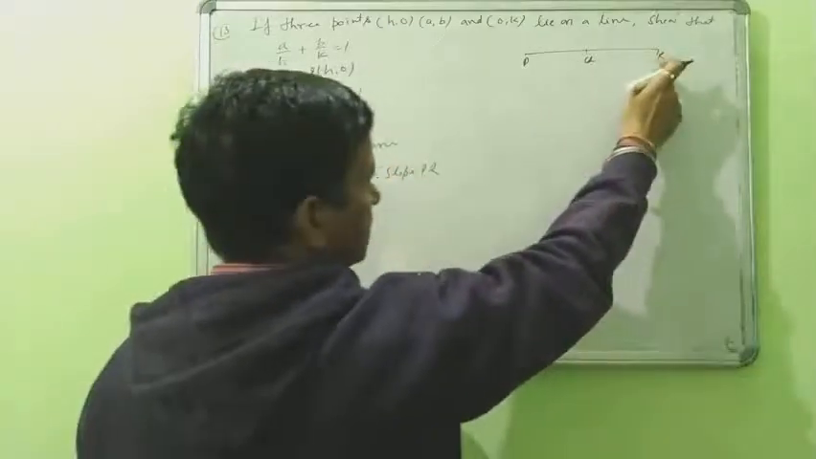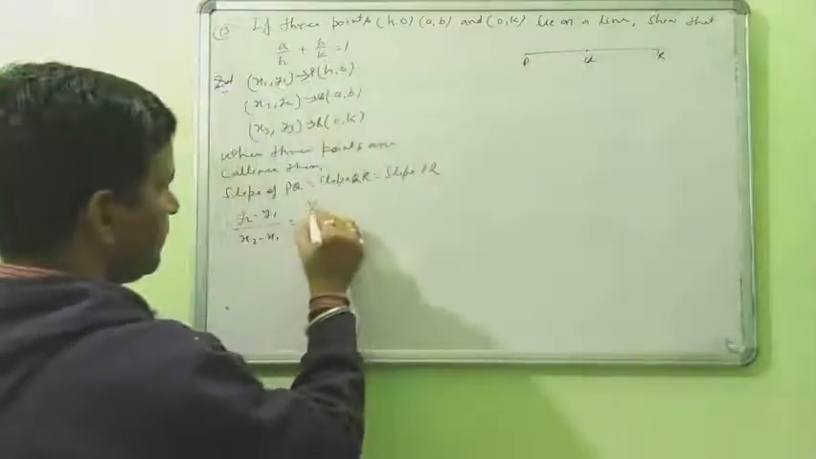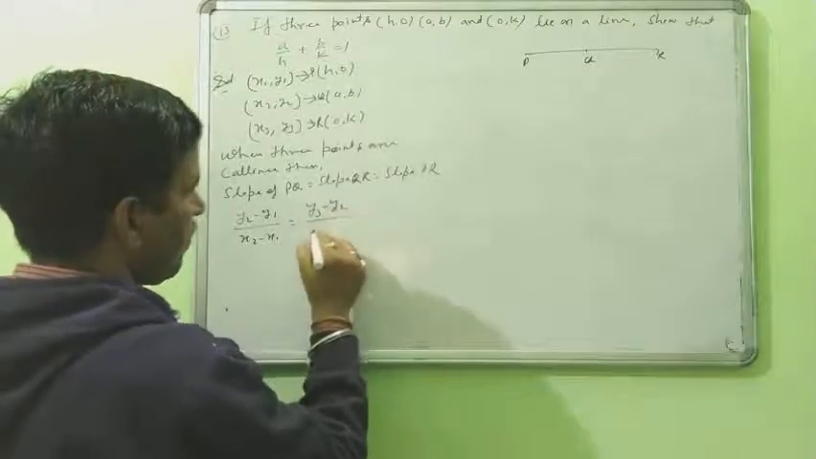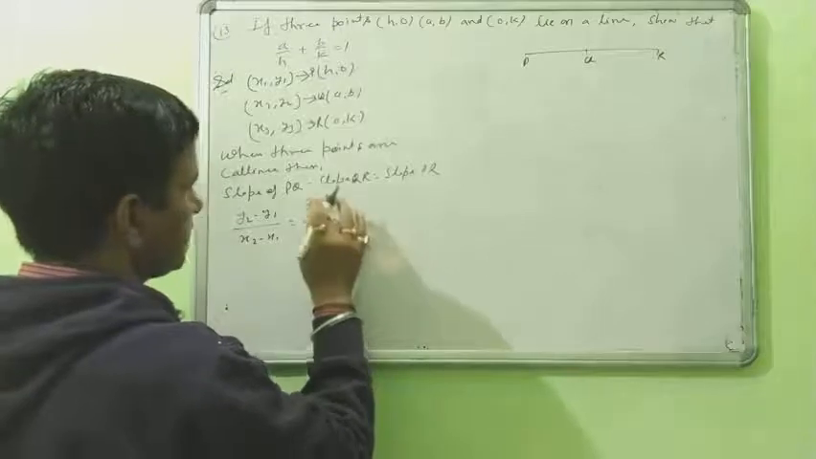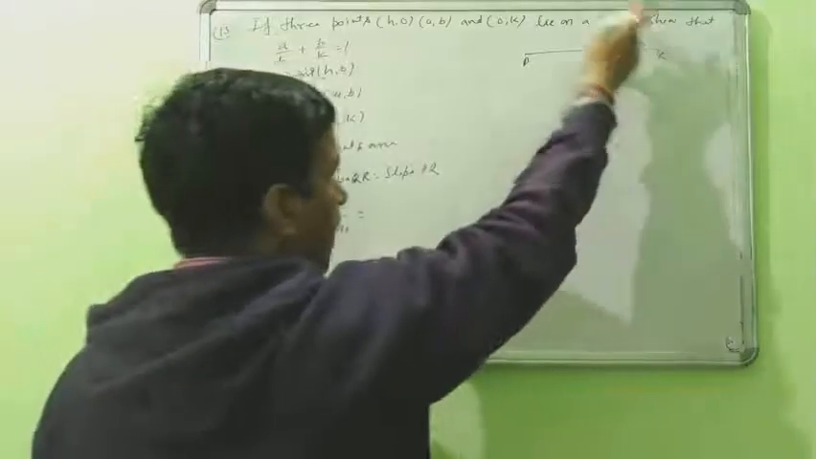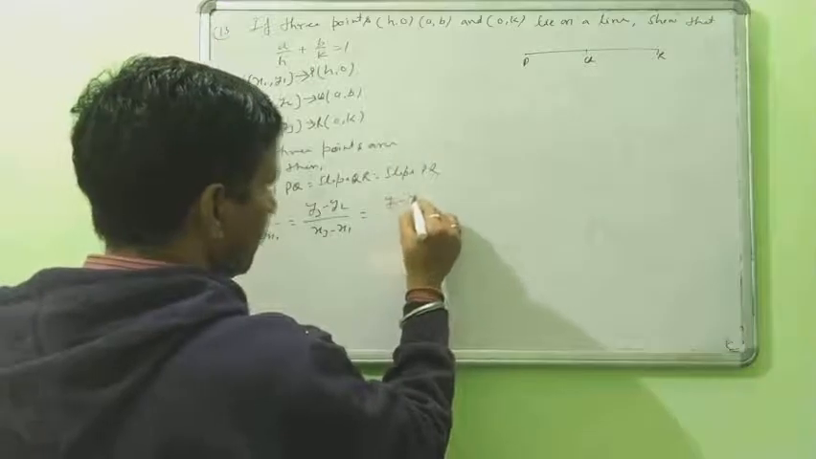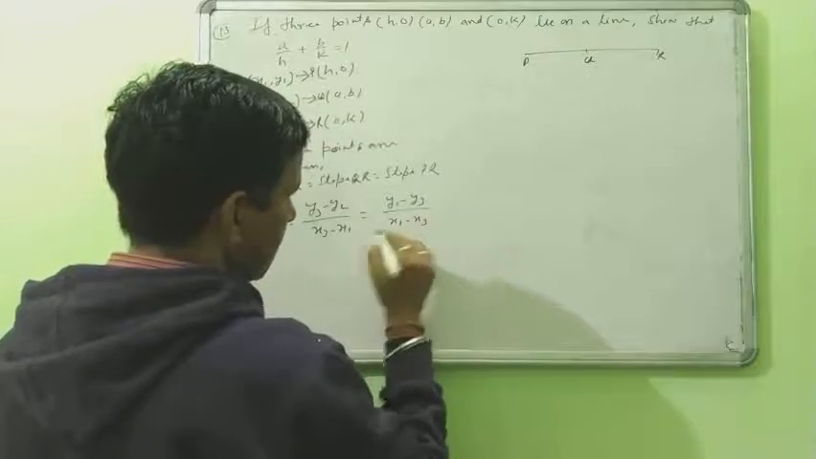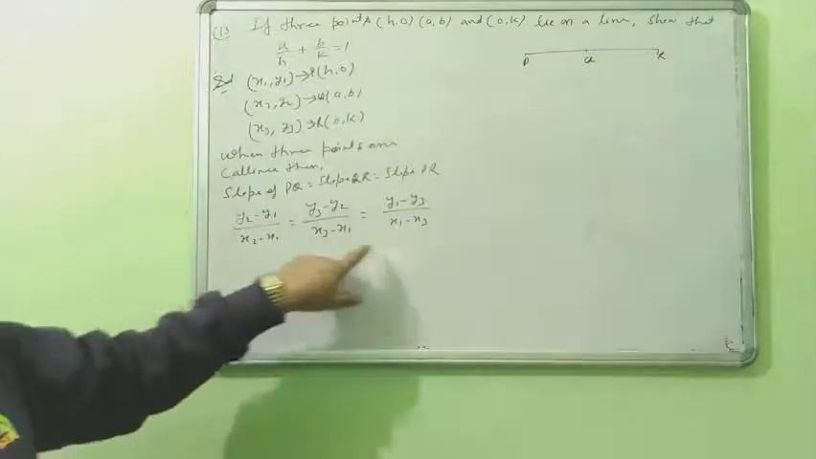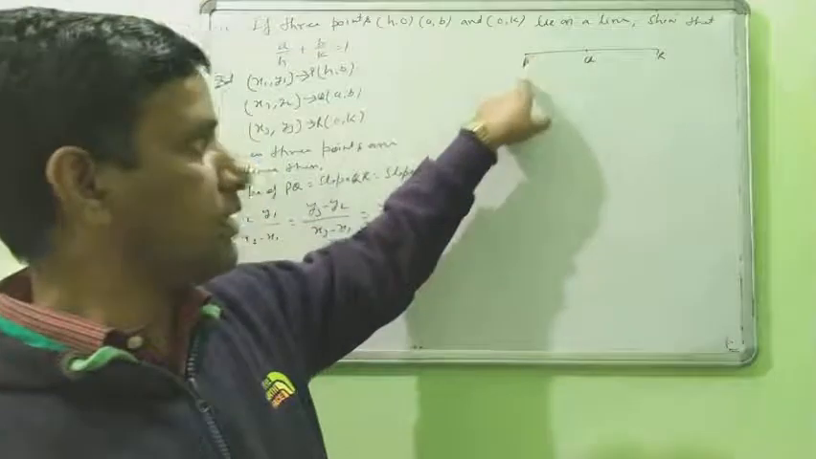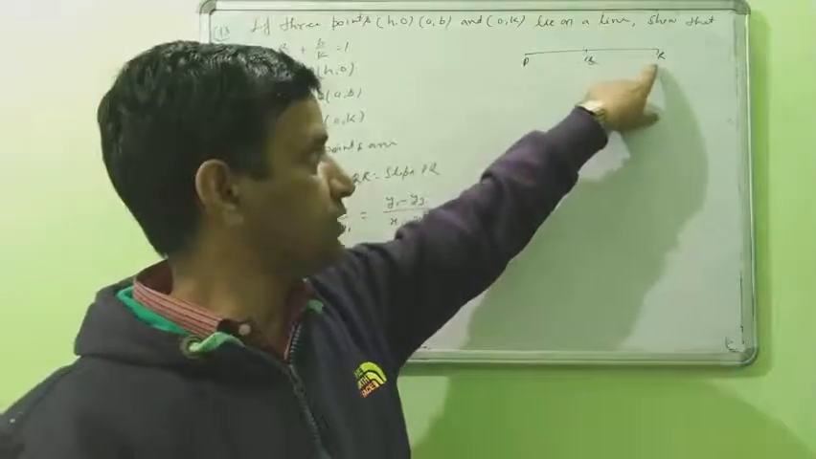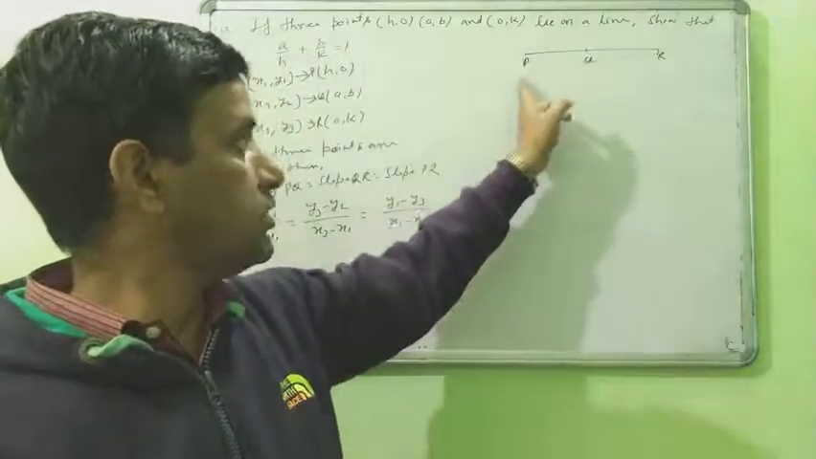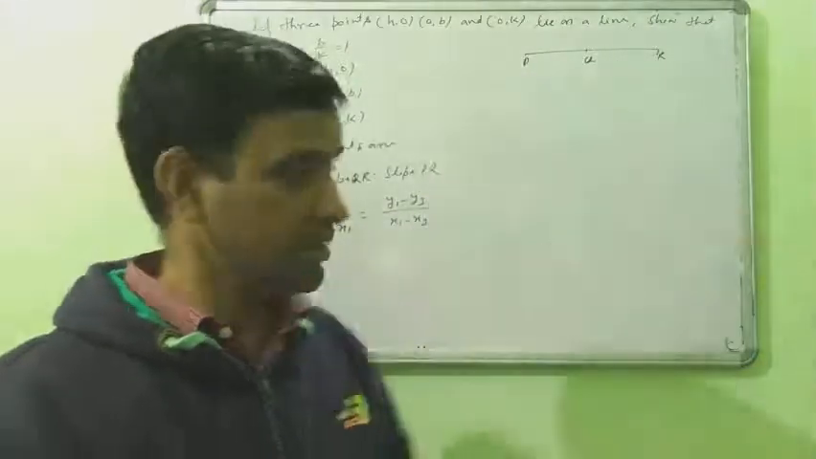meaning y3 minus y2 upon x3 minus x2, equal to the slope of RP, that means y1 minus y3 upon x1 minus x3, according to this way. If PQ is y2 minus y1, when you use QR, then it is y3 minus y2, or when using PR, it is y1 minus y3, according to this way.